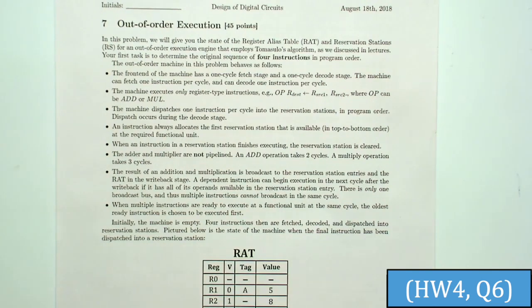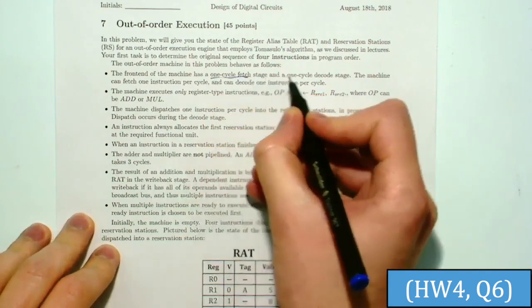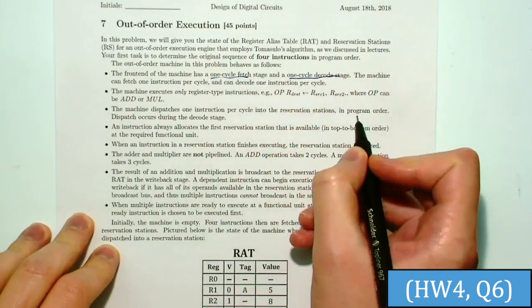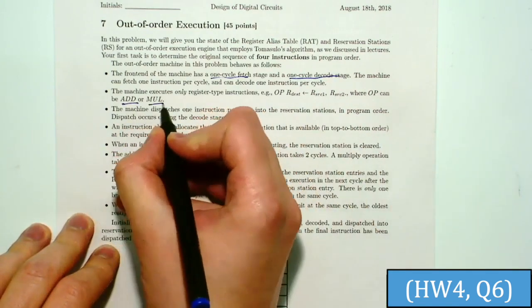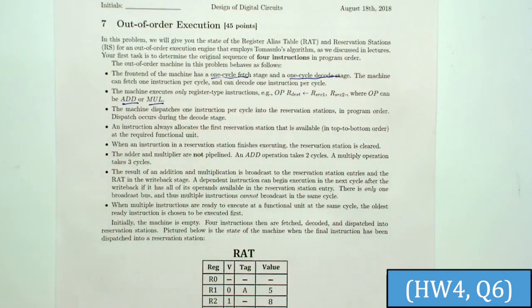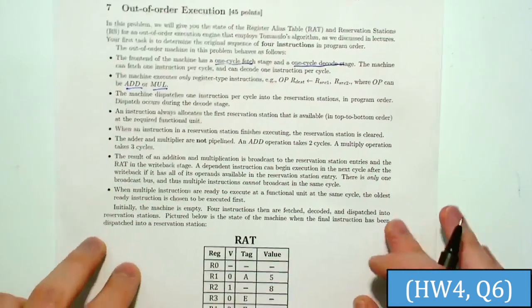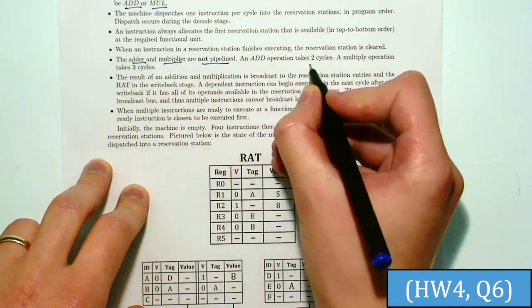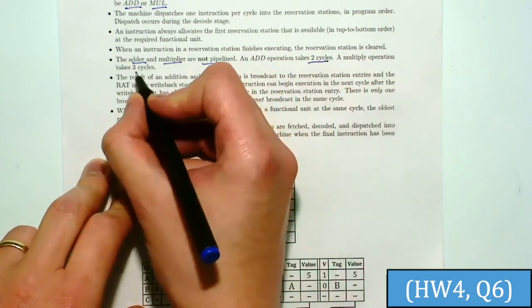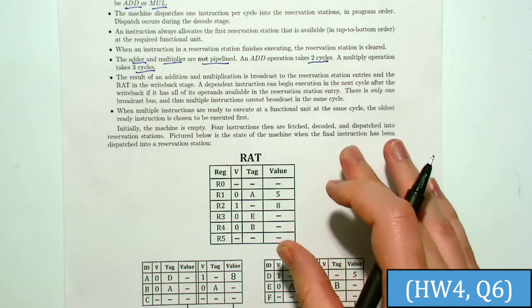And I will just highlight a few important things here in the question. So there's a one-cycle fetch and one-cycle decode stage. And this machine can execute 2 different instructions, add and multiplication. And each of those takes a different number of cycles in the execution unit. Those execution units, the adder and the multiplier, are not pipelined. The addition takes 2 cycles, and the multiplication takes 3 cycles. Let me see quickly if there was anything else that was important.